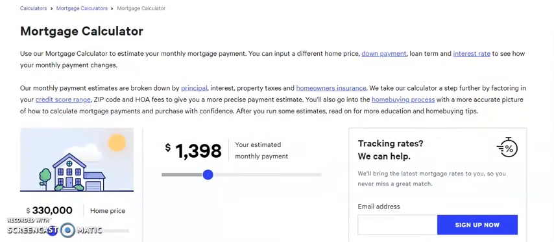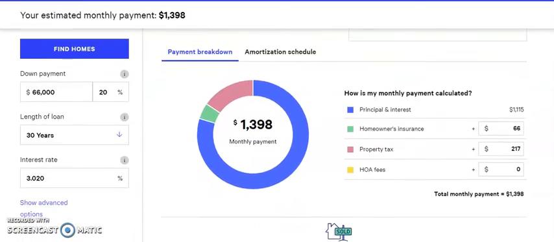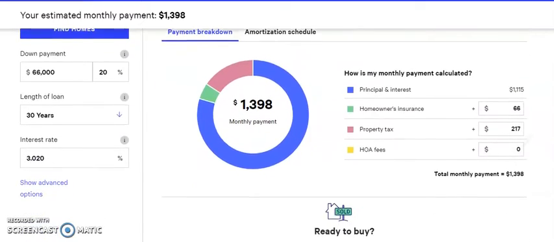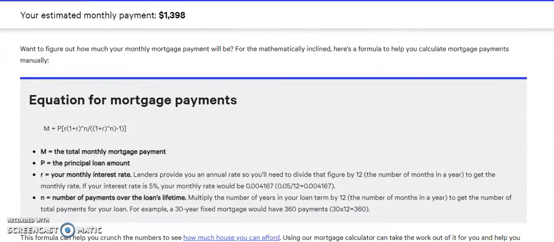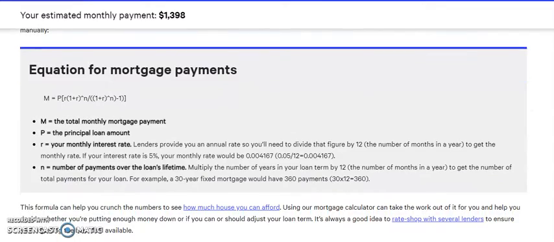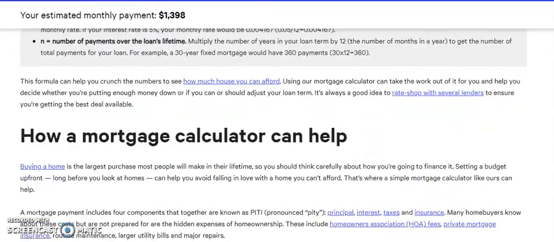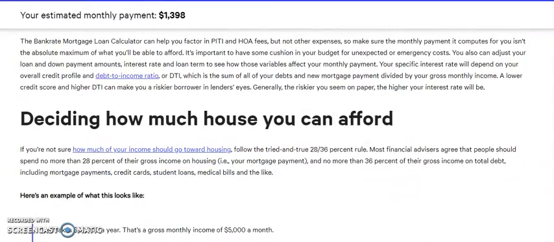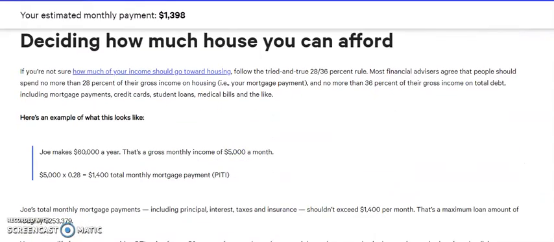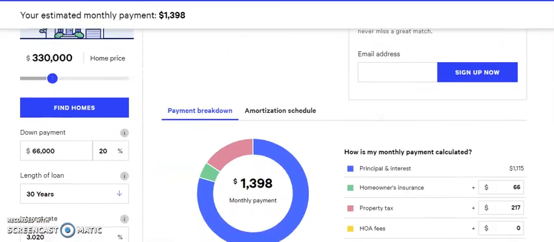So here I noticed that each of them have obviously the calculators, and they have more of a breakdown about what they do have, which is nice because Bankrate offers a little equation if you want to do it by yourself. Don't really recommend that because this might take you a little bit longer than the easy mortgage calculator, but they're showing you the breakdown of it all. So let's go back.